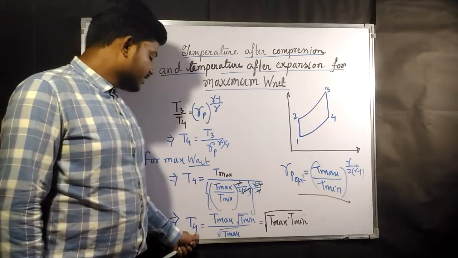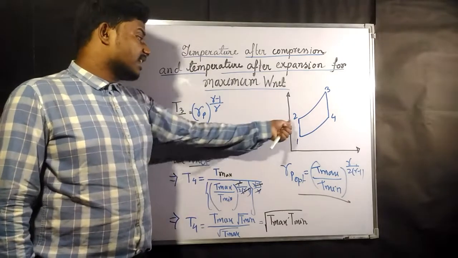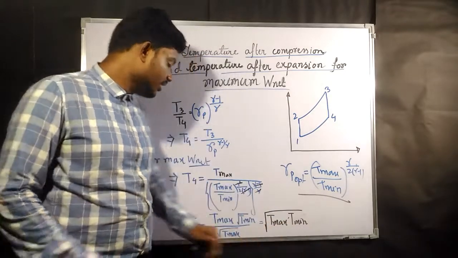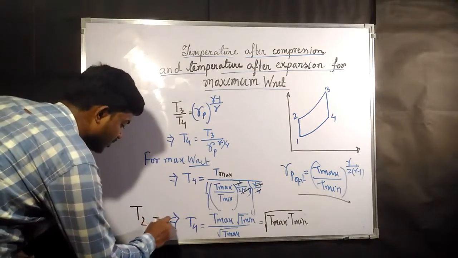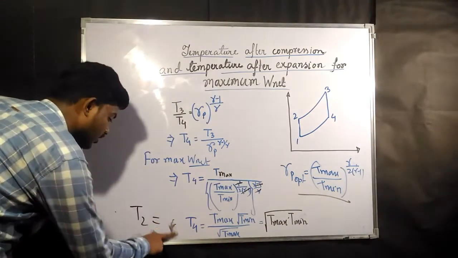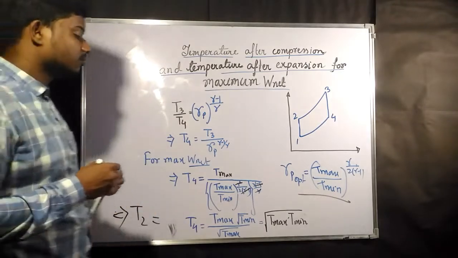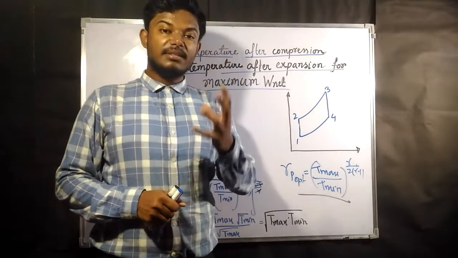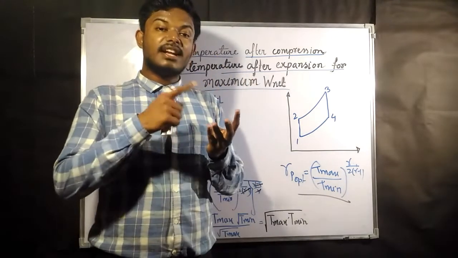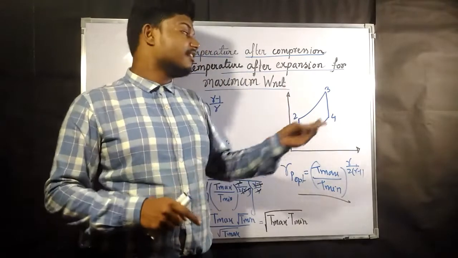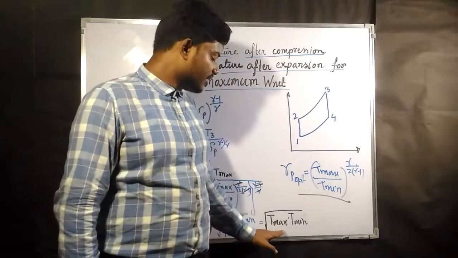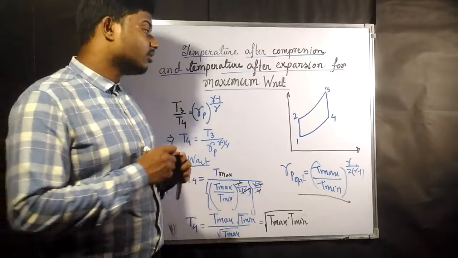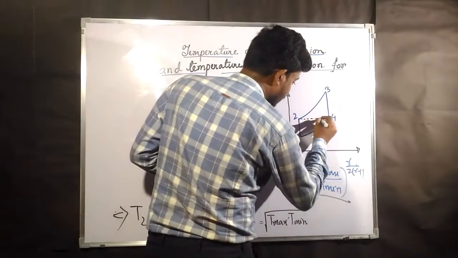That means the temperature after compression and temperature after expansion must be the same. And that value is equal to T2, also T4, equal to this one. That means the condition we are getting here is: to get the maximum work output, the temperature after compression, that is T2, and the temperature after expansion, that is T4, must have the value of root over T max into T min. That means these two temperatures must be the same.